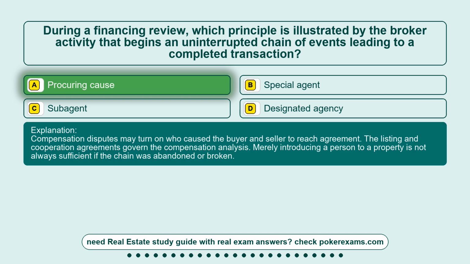Compensation disputes may turn on who caused the buyer and seller to reach agreement. The listing and cooperation agreements govern the compensation analysis. Merely introducing a person to a property is not always sufficient if the chain was abandoned or broken.